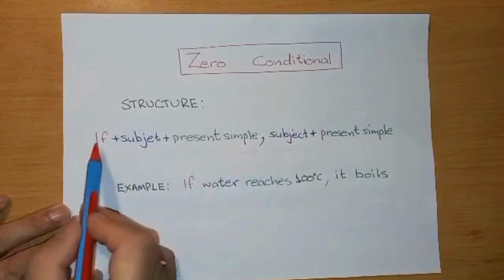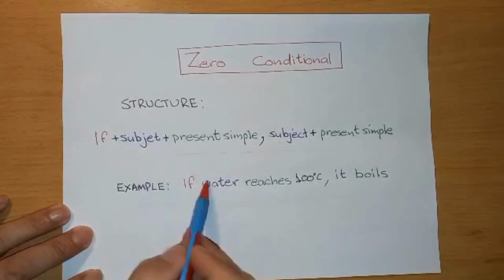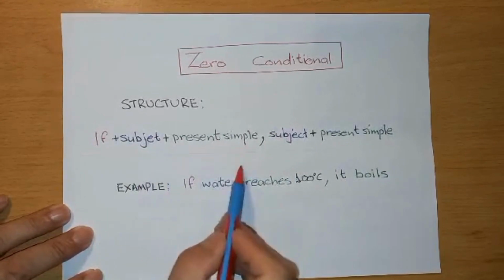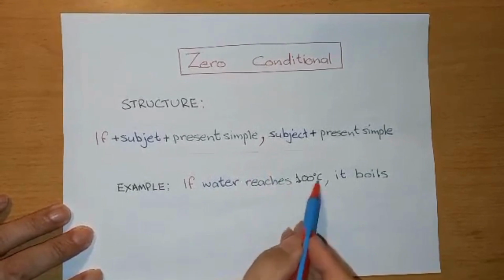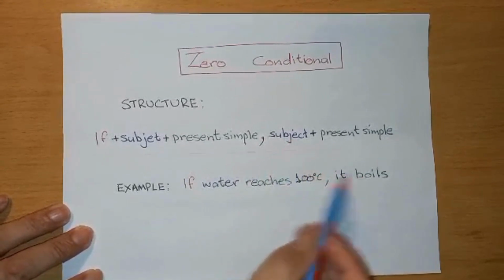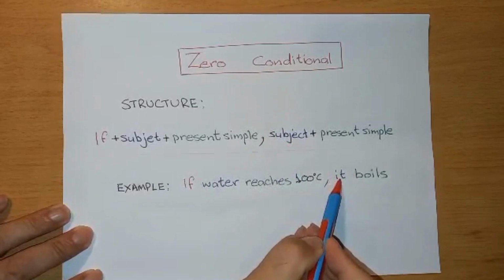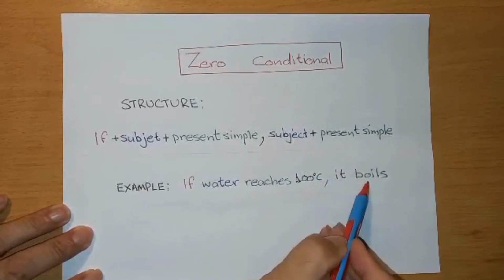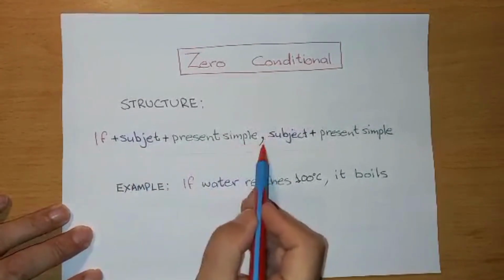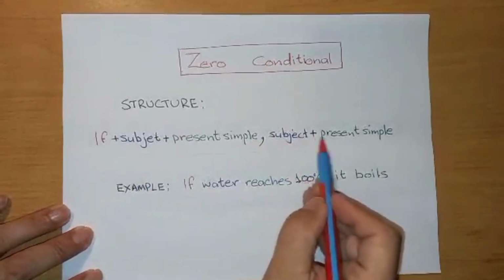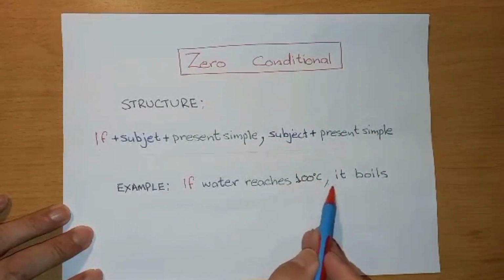In the if clause, we always have if plus a subject, in this case water, and present simple tense, reaches. Then we have a comma, which separates the two clauses. And we begin again with the subject, which in this case is it, and then the present simple again. So it's if plus subject plus present simple, comma, subject plus present simple. If water reaches 100 degrees Celsius, it boils.